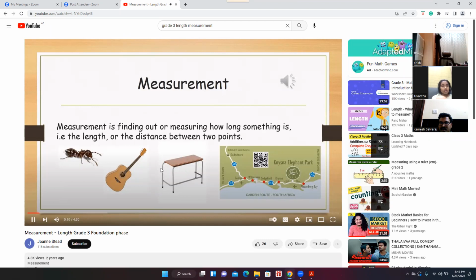Measurement is finding out, or measuring, how long something is, such as the length. If someone asks you what you mean by measurement, what would be your response? Measurement is finding out or measuring how long something is. That is length or distance between 2 points, how far it is, right?